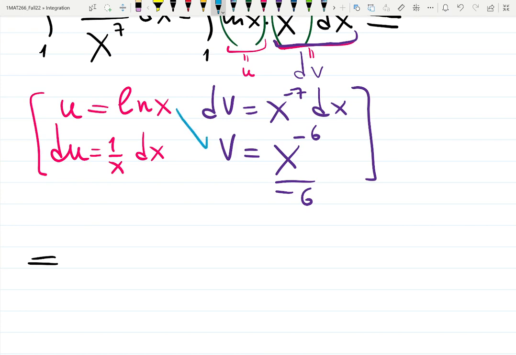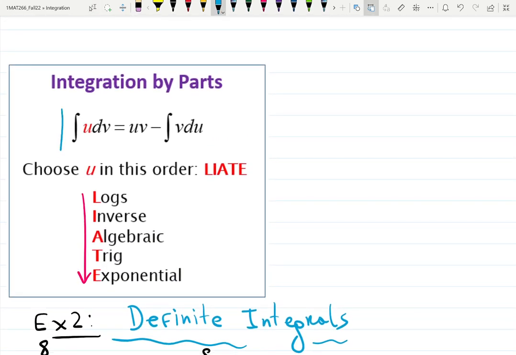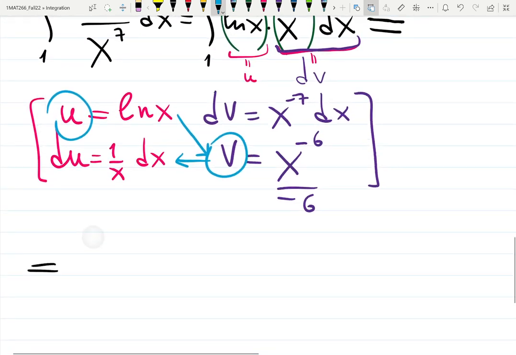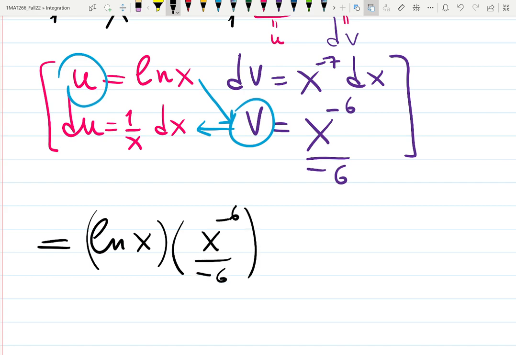Visually, it is cross product minus bottom product. U times V, that's the formula I just showed you. Here it is: U times V minus integral V du. But I remember it visually. Cross product, and this part is already integrated: ln x times x to the minus 6 over minus 6.